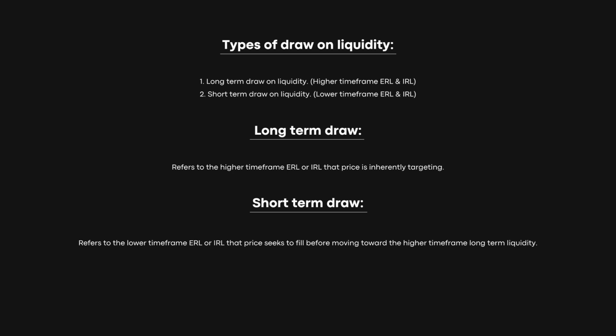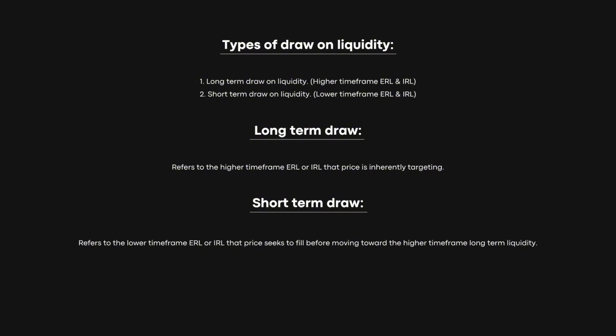Long-term draw refers to the high time frame ERL or IRL, whereas short-term draw refers to the lower time frame ERL and IRL. Now, long-term drawn liquidity is the macro target that price is reaching for, or working toward over time, right? Whereas short-term drawn liquidity is the lower time frame ERL or IRL, which price may seek to hit or reach for before it starts continuing towards the higher time frame objective.